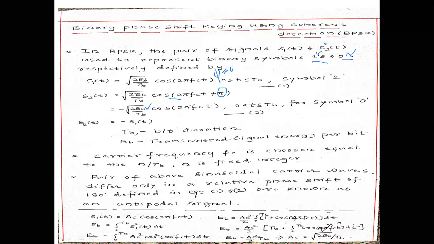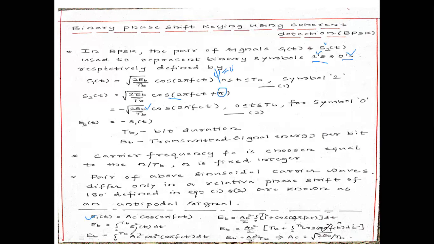It's very simple. Look here, we have S1 of t equal to Ac cos 2 pi fct, and if we want to find the energy of this carrier signal for bit duration, Eb is the transmitted bit energy, which is calculated as the integration from 0 to Tb of the square of signal S1 of t. And we know that S1 of t is equal to Ac cos 2 pi fct. So the square of S1 of t becomes Ac square cos square 2 pi fct dt, and now you have to integrate this over 0 to Tb, right?